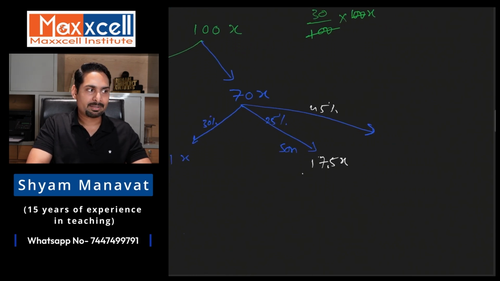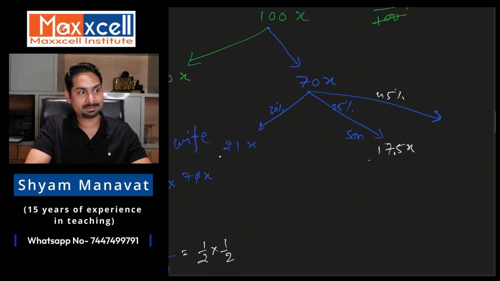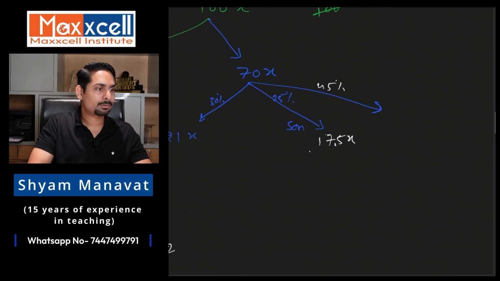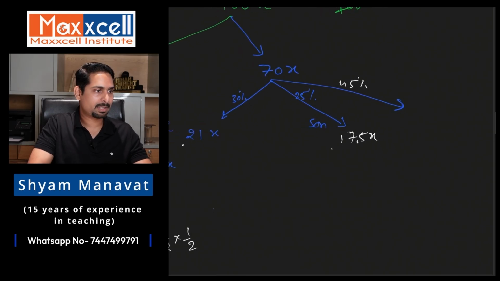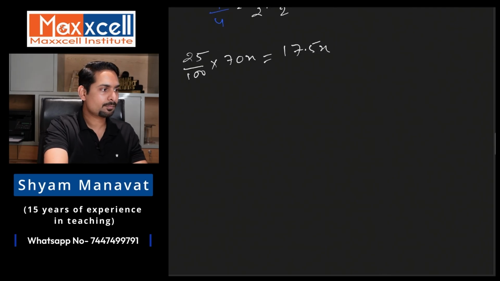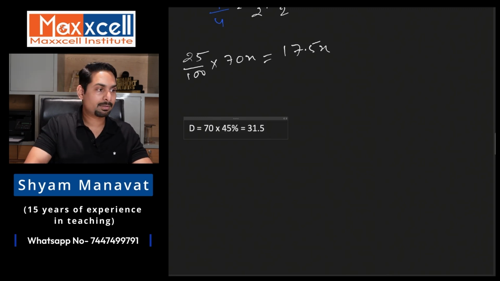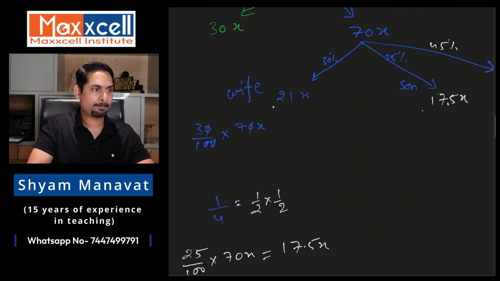Now we can calculate 45% of 70, or we can also subtract 21 and 17.5 from 70. It's one and the same thing, right? Okay, so let's see what the daughters have. If you calculate 70x and take 45%, what you get is 31.5x.